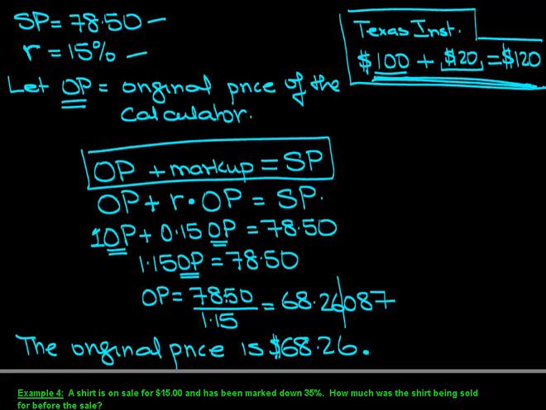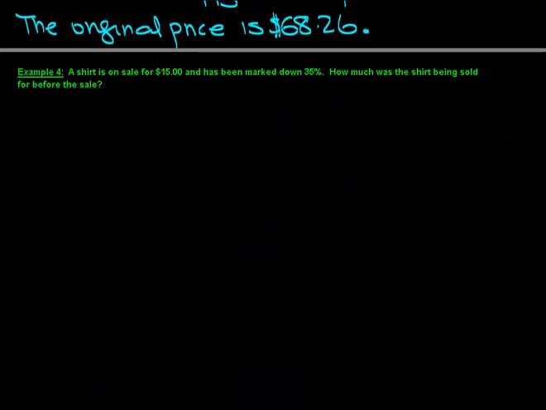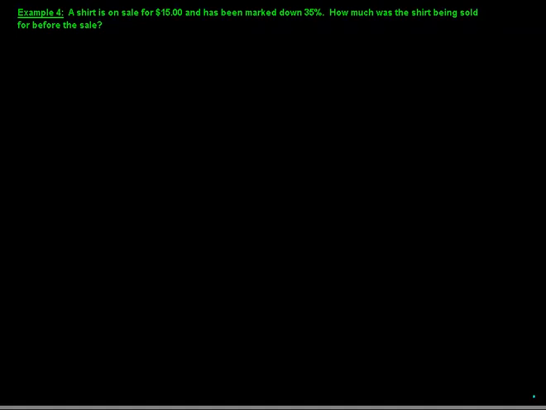The next problem is exactly the same as this, except instead of looking at markup, we are looking at markdown, because you're looking at a sale item. So let's do this one. They say the shirt is on sale for $15. So the sale price, I'll just call it S this time instead of SP. The sale price is $15. Okay, and has been marked down by 35%. So the rate at which it was marked down is 35%. So the question is, how much was the shirt being sold for before the sale?